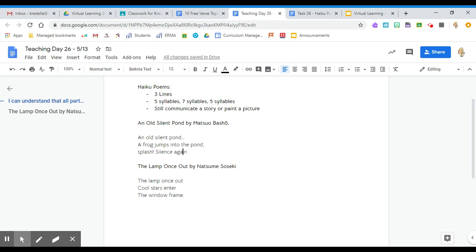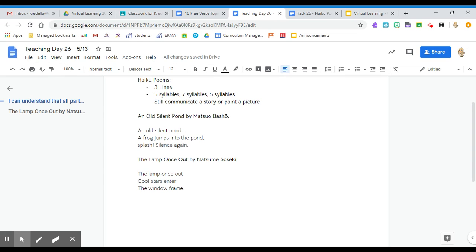The second one is called The Lamp Wants Out. And it goes, the lamp wants out. Cool stars enter the window frame. So again, we talked about yesterday that sometimes you have to rearrange to make meaning. So for this one, you might have to do that, right? Cool stars enter the window frame. You hear the story, right? The lamp went out and then they were able to see the stars in the window frame.